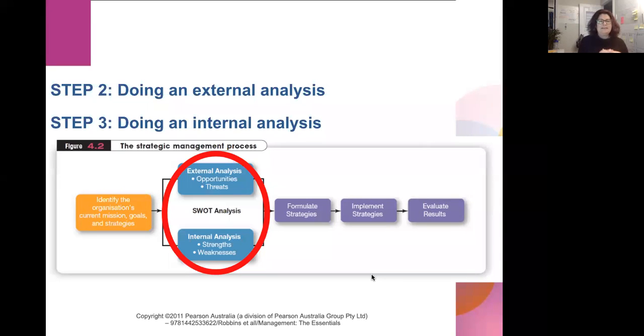So once we have a good idea of who we are as an organisation and what we're about and where we want to go, we need to conduct what we call a SWOT analysis. I know that we've talked about SWOT analyses before, but this is the second stage in our strategic management process, where we're going to start to identify the strengths and weaknesses of our organisation, so the things that are internal to us, and our opportunities and threats, which come from our external environment.